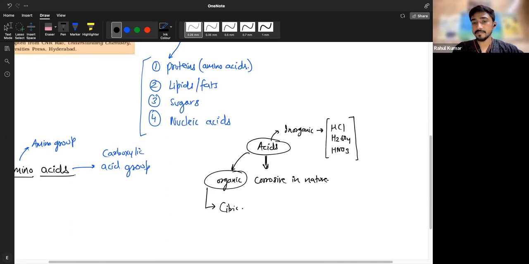Citric acid, present in lemon. Okay. Citric acid is present. Have you done this one thing as a kid? I used to do this. I was a very, very notorious kid actually. My father was very, very pissed off when I used to do these things at school.